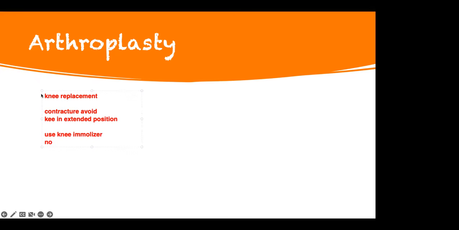So no pillow under the knee, but you can put it under the heel, okay? The heel or lower leg. Heel or lower leg is okay, but not under the knee. So pillow.